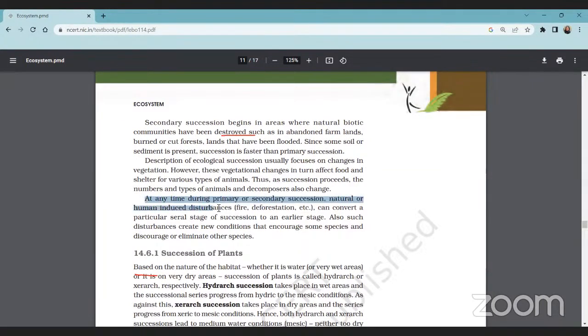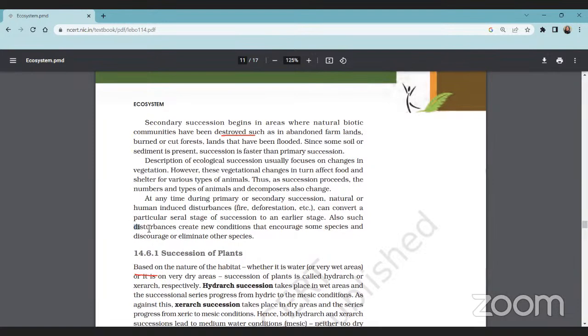At any time during primary or secondary succession, natural or human-induced disturbances like fire and deforestation can convert a particular serial stage of succession to an earlier stage. Deforestation means cutting of the forest by humans, and naturally it can be a forest fire.